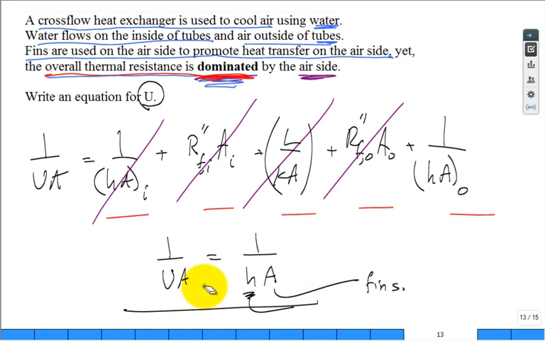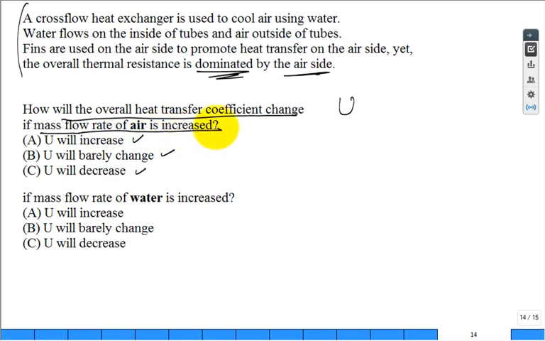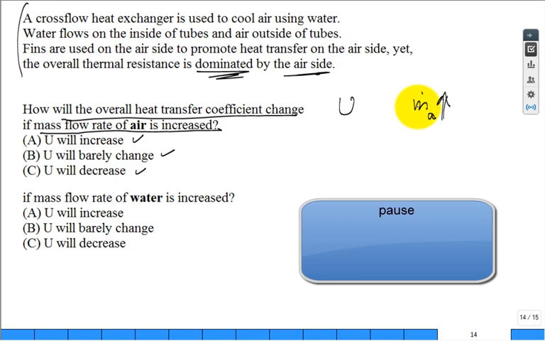Now you can answer another question. So for the same type of heat exchanger, it's dominated by the air side. How will the overall heat transfer coefficient change? Will U increase, barely change, or decrease if the mass flow rate of the air is increased? The mass flow rate of the air goes up. What will happen to U? And we'll take your clicker responses.